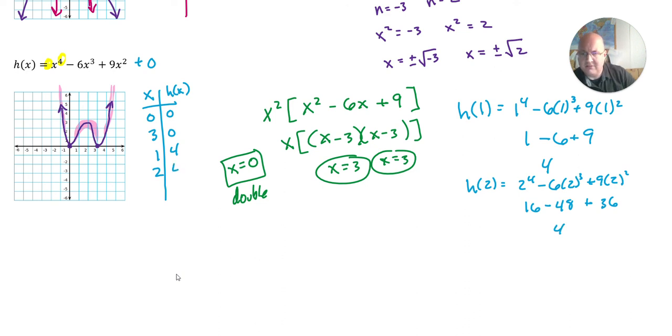Oh, wow, look at that: 2, 4, 1, 4, and then 3, 0, and 0, 0. So let's plot those points now that we've got a little bit more information here. We can plot these points, 1, 4, 2, 4. And then if we really wanted to know, we could plug in, and I would use my calculator for this. I want to know what happens at 1.5. So I can do 1.5 to the 4th power minus 6 times 1.5 cubed plus 9 times 1.5 squared. Definitely that's a calculator problem. I'm not even going to bother to do that here. I think we've gone on long enough.